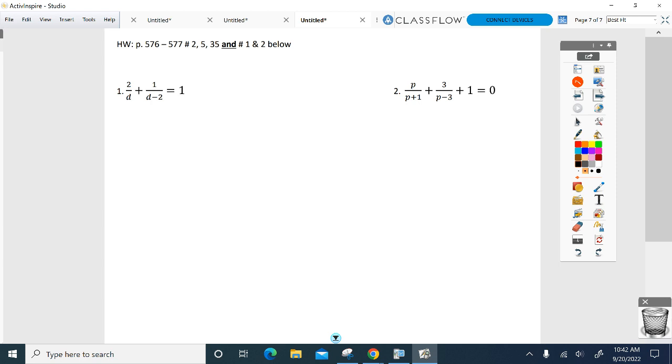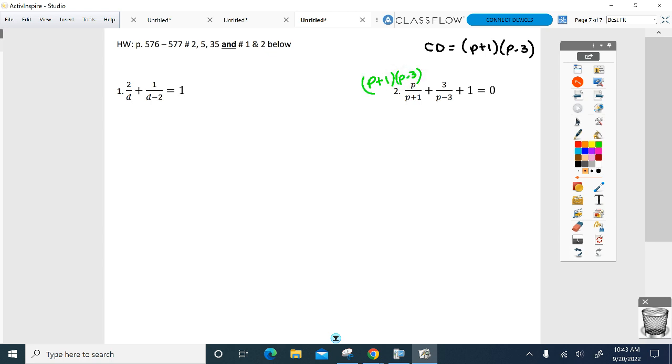Nothing to factor. What do you think the CD is here? A little common denominator. What do you think? Nothing in common. What's the leftovers? P plus 1 times P minus 3. There's your common denominator. All right, here we go. Multiply the first fraction, p plus 1.